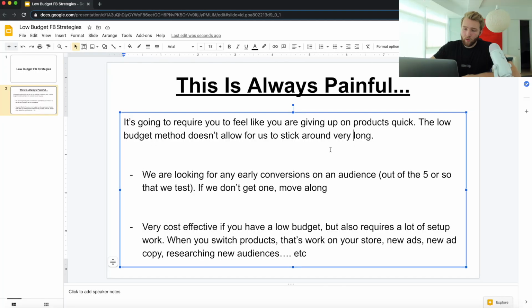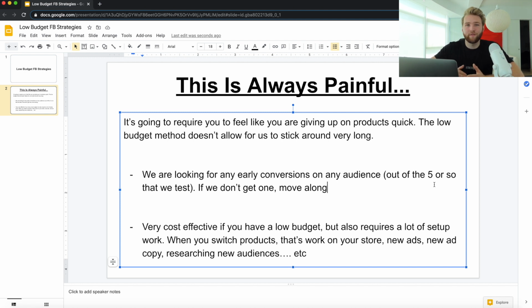So yeah, what we're looking for from a practical perspective inside of the ads, we're looking for any early conversions on an audience, okay, on any audience. So if we launch, we usually try to launch like 5, that's the goal. 5 audiences, let's say it's $10 a day. We're gonna run that for a couple days. None of them get purchases. We're gonna kill them all and then try something else real fast, and then we're gone.